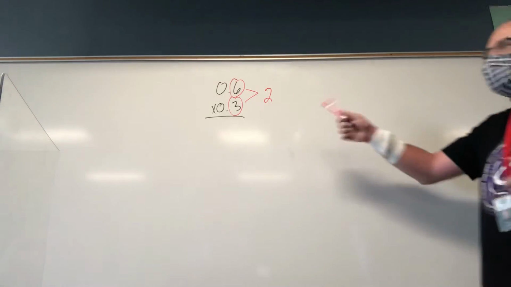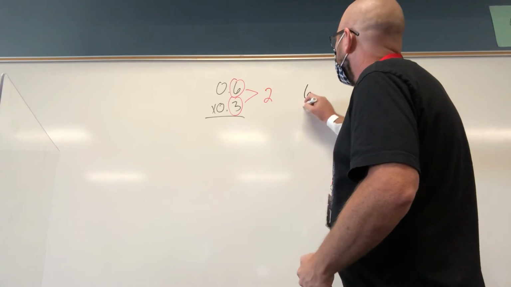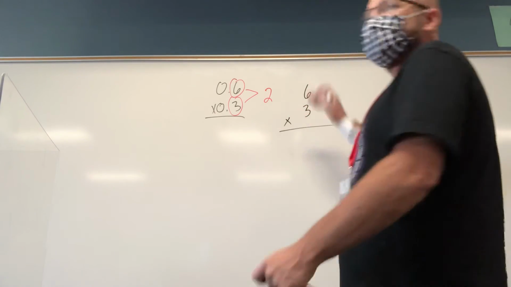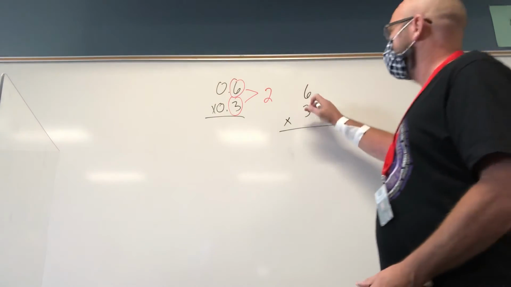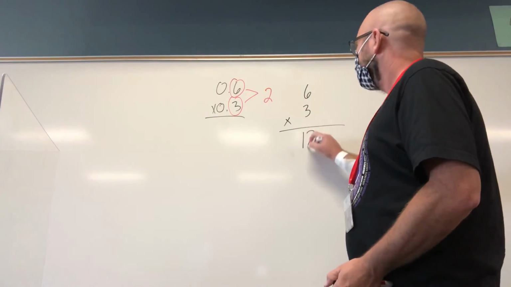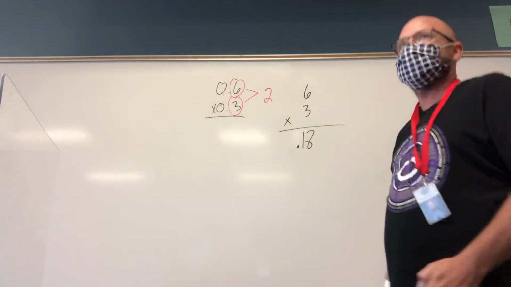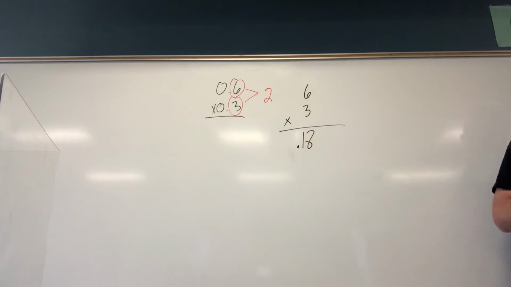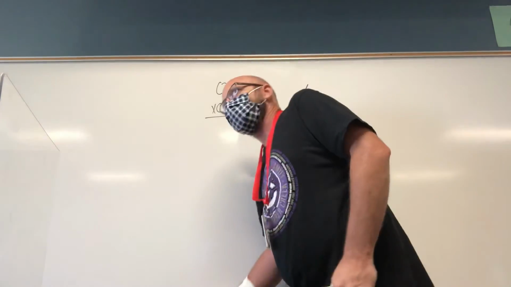Once I know how many numbers are behind the decimal point in the problem, I can just rewrite it without the decimal points. I solve 6 times 3, which is 18. How many numbers behind the decimal point in the problem? 2. That's how many behind it in the answer. And we got the same thing as we got on the picture.